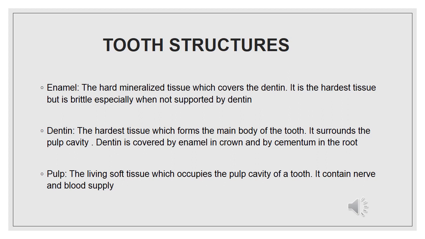Now what is pulp? It is a living soft tissue. Why is it living? Because many nerves and blood vessels are present in the pulp. Pulp is present in a pulp cavity.